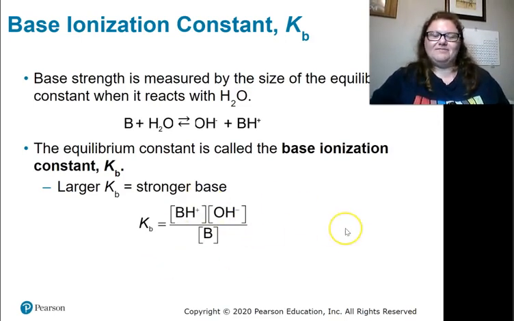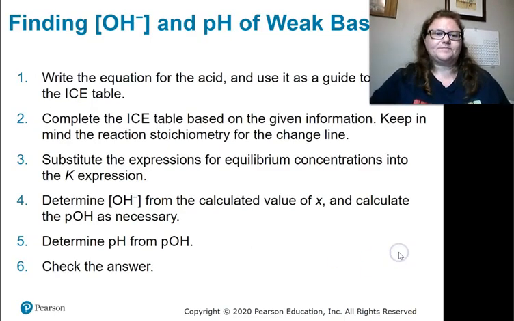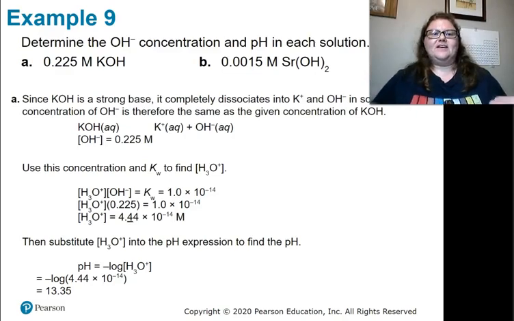So same thing as Ka. The larger the value here, the stronger the base. That's different from Ka, right? The procedure is exactly the same as what we did for Ka. Here's example 9. Determine the OH concentration and the pH for these two solutions. So we have part A, one solution, part B, another solution. We'll go through part A first.